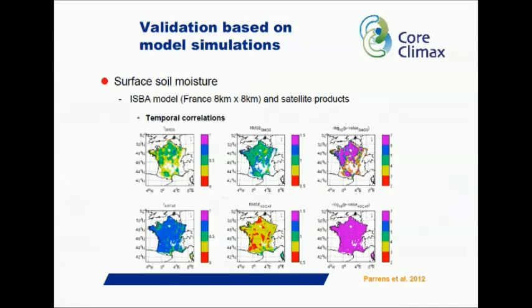And on the right, you have the p-value, which has to be as low as possible. So again, now we find that over France, the ASCAT product is closer to the model simulation than the SMOS product. And this is consistent with what we got with the in-situ simulations before.